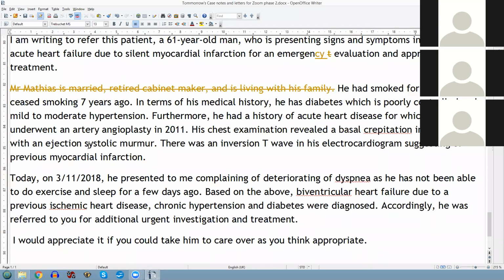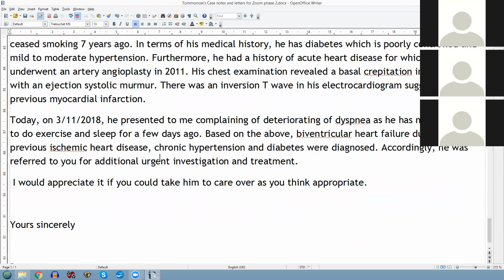Chest examination and version T wave kind of game. Okay, if you had to include this, if you think it's pertinent, you could say in terms of his medical and social history, and you could put it at the bottom. Additionally, please note that he had smoked, or he used to be a smoker, etc. Today, he presented to me complaining of not being able to do exercise and sleep for a few days. For a few days.